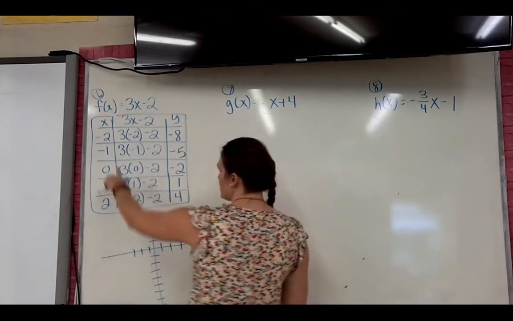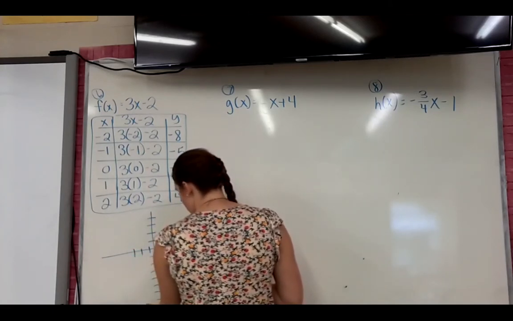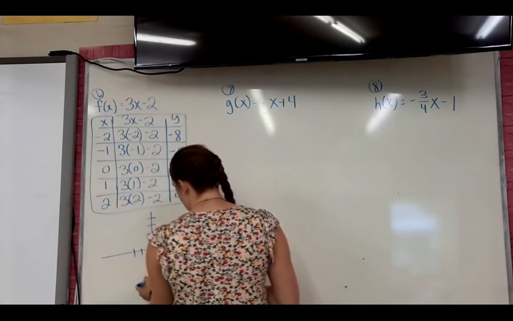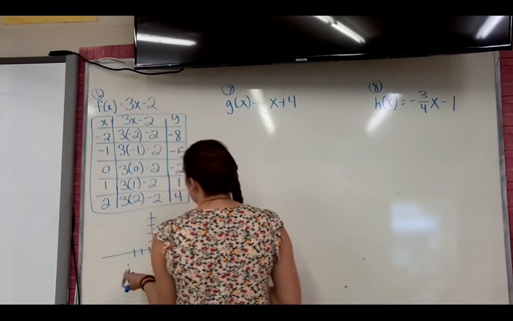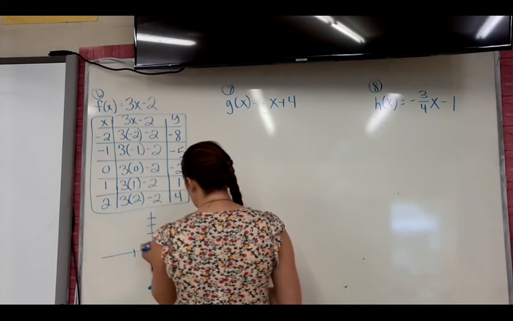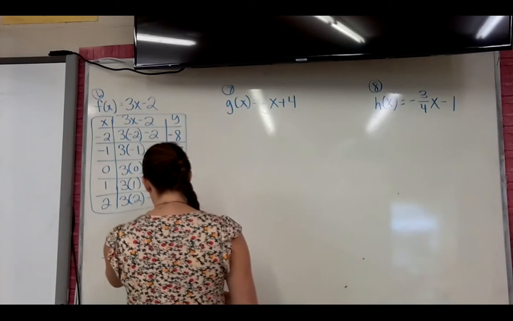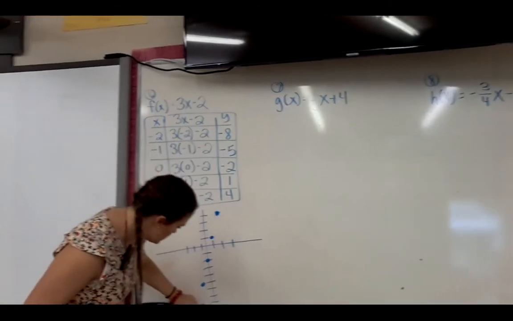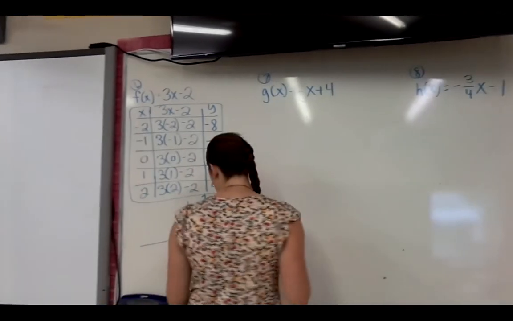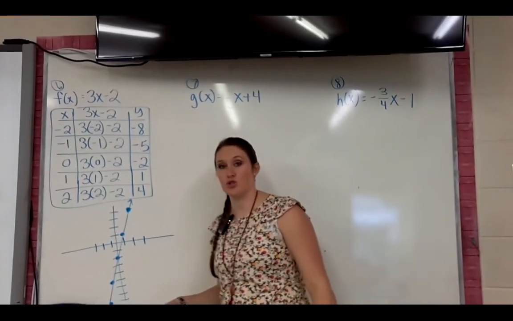Okay, so my first point, negative 2, negative 8. So I would go left 2, down 8. My next point, negative 1, negative 5. 0, negative 2. 1, 1, and 2, 4. I accidentally spaced a little bit of mine out because it should make a straight line. My lines were spaced out a little off, but for the most part it makes a straight line and you can at least see what it should look like.